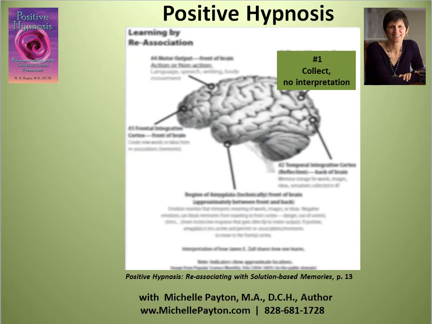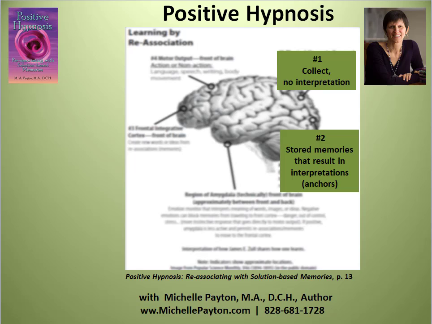So, let's look at the brain. We're going to talk about 5 areas of the brain. The first 4 we're going to talk about is how we learn through reassociation. The first area in the back of the brain is where we collect information. We may or may not be interpreting the information, but we move those pieces of information down to the back of the brain where we store millions, maybe billions of memories, and those become our memory anchors.